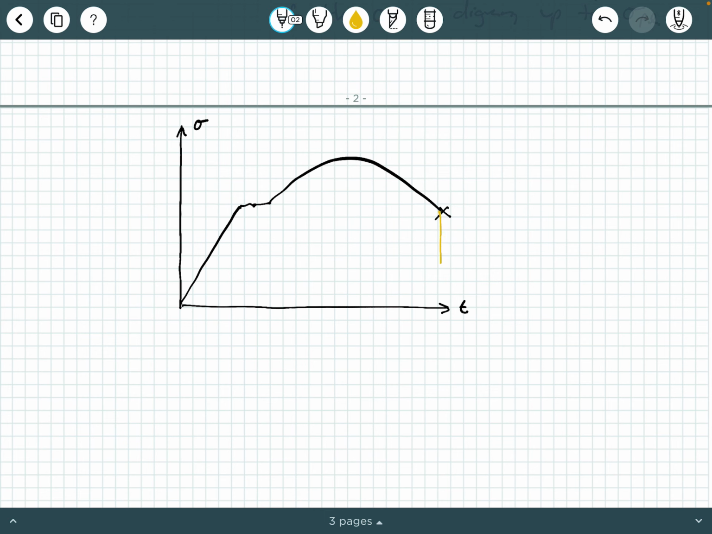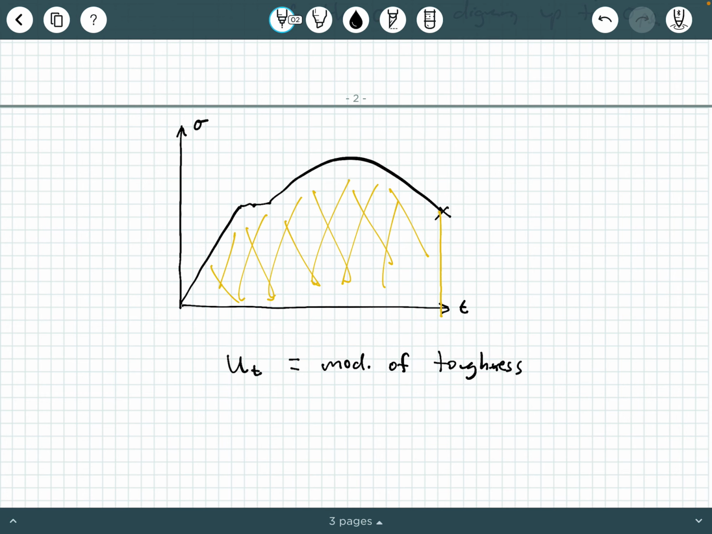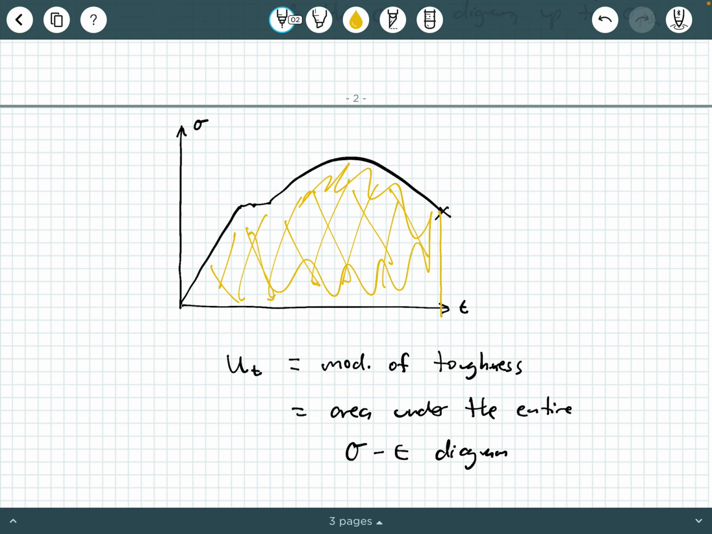Well, what's that? The modulus of toughness is the area under the entire stress strain diagram. So we sometimes call this U sub t, and it's called the modulus of toughness, and this is equal to the area under the entire stress strain diagram. Now, you may be looking at this and wondering, wow, the shape of this is very difficult to capture the area beneath. Yeah, that's true. So you would typically use some kind of numerical method or numerical geometry to help you capture all of this area beneath this entire stress strain diagram.